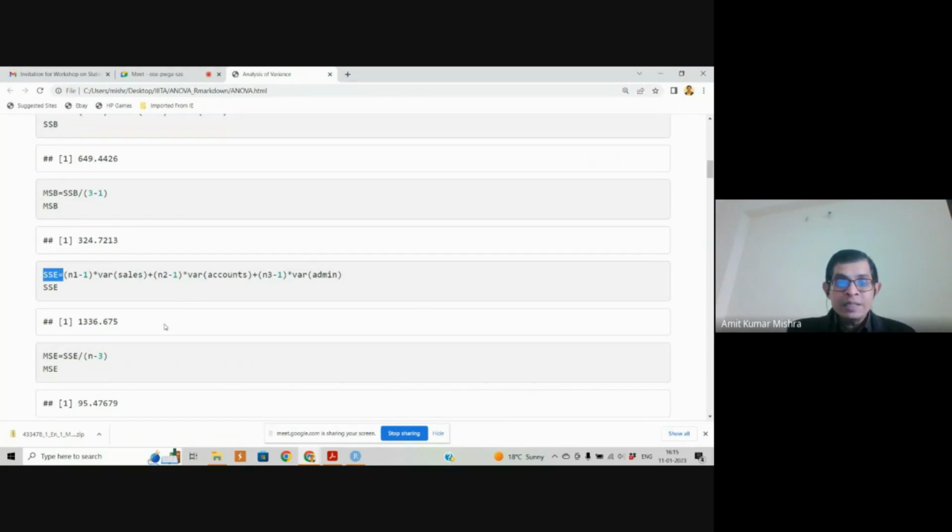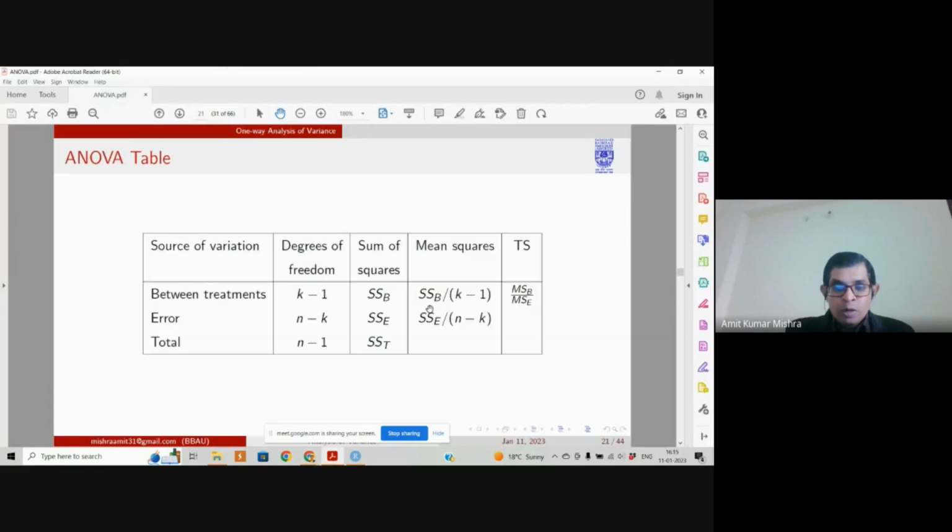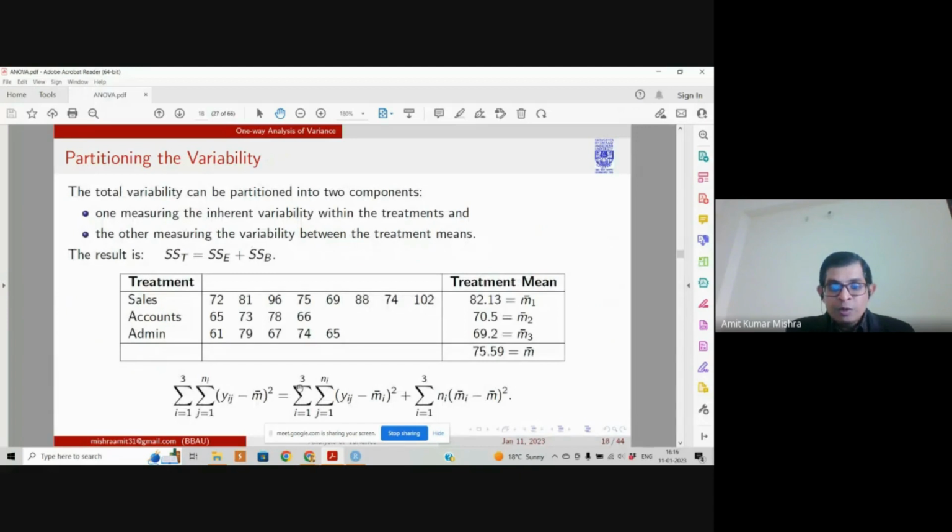Now SSE, I have written a formula here. I will show you why I have written this formula. This is your SSE: summation i from 1 to 3, j from 1 to ni, (yij minus mi bar) whole square. This is your SSE. Now, if you focus upon only this part, summation j from 1 to ni, (yij minus mi bar) square, if you divide this part by ni minus 1, you know that it will give you the sample variance.